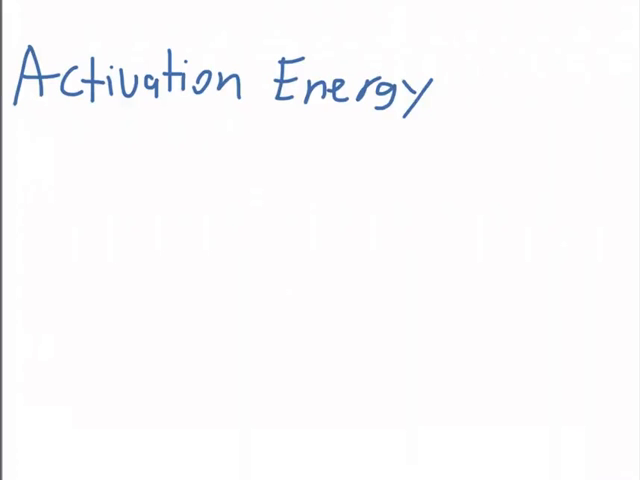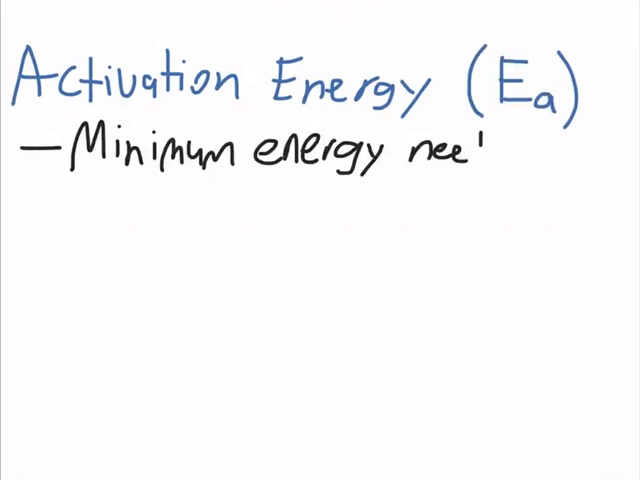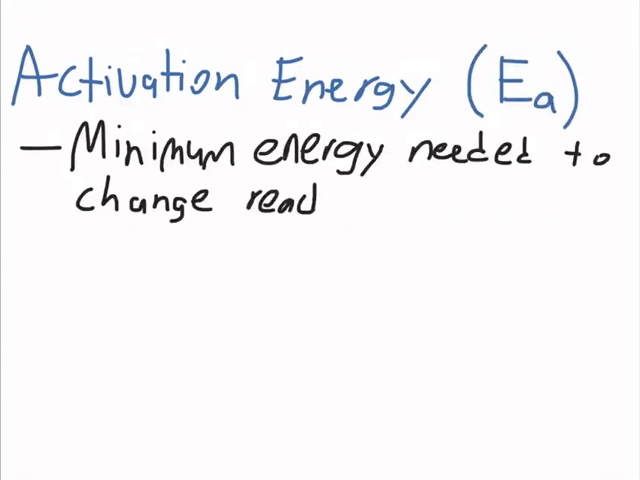Moving on, what is activation energy? Activation energy is written as E lower subscript A. So activation energy is the minimum amount of energy required for a specific chemical reaction to occur, or the minimum energy needed to change reactants into an activated complex.